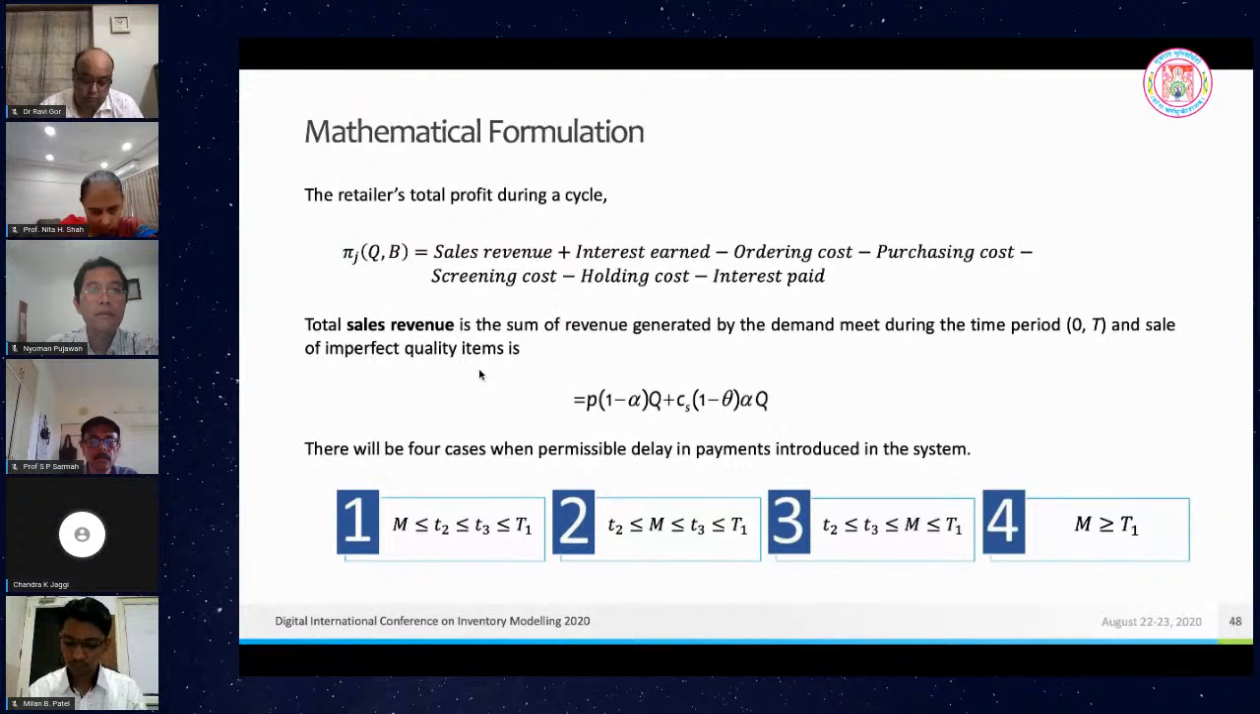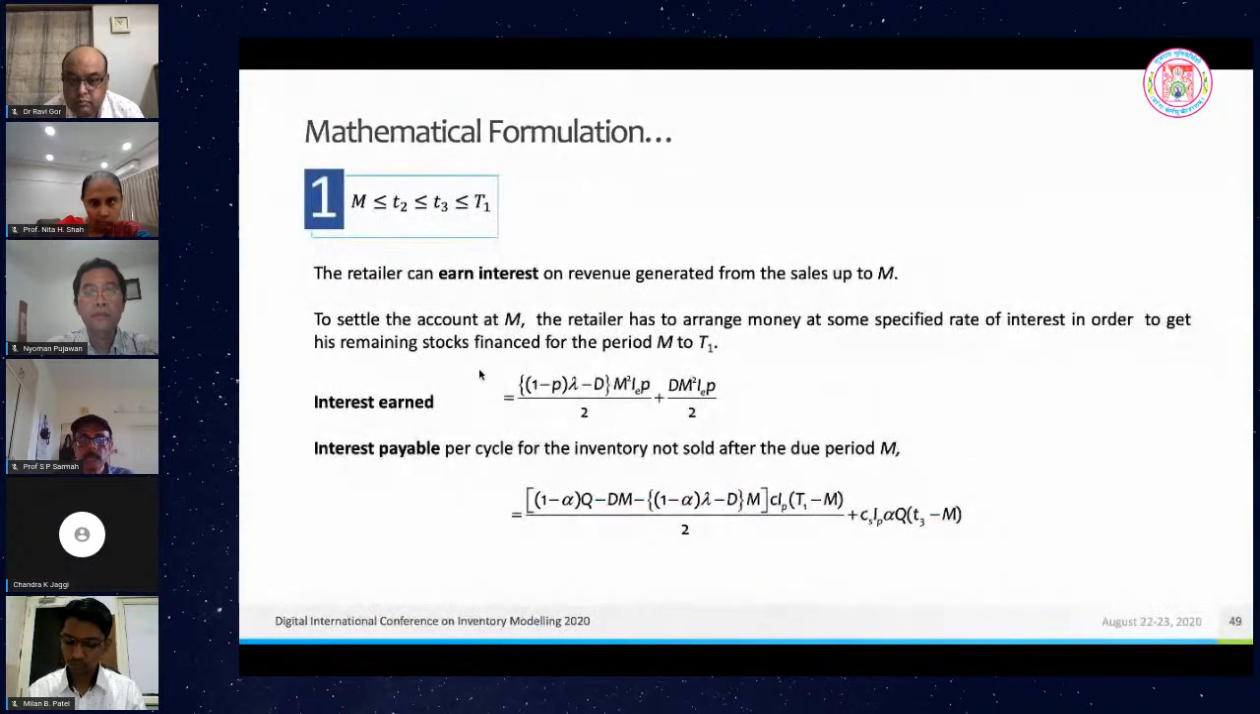Now here the retailer's objective profit function is the sales revenue plus interest earned, minus the ordering cost, purchase cost, screening cost, holding cost, and the interest paid. Sales revenue is obtained like this because we have non-defective items, and this is when we are selling the scrap or the non-defective items in one go after the screening period is over. Now there could be four cases, depending upon your M and the values of T2, T3, and T1. These are the different cases that we explore to find out the best possible situation for the retailer. Next, please.